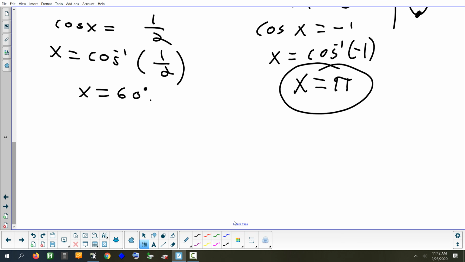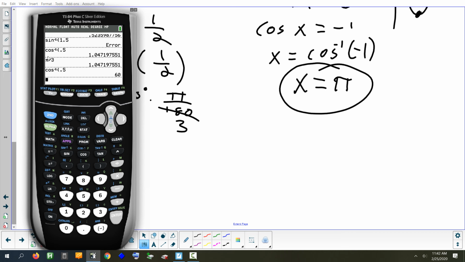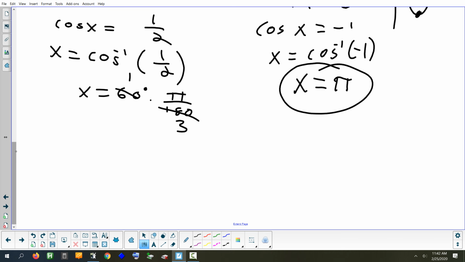60 degrees. What do you multiply by to change it to radians? You're going to divide by 180, or pi. But you're going to multiply by pi. 60 goes in once, and how many times does 60 go into 180? Yeah, 3, and that's exactly where I got pi over 3. Okay. So the answer we get here is pi over 3. All right. Any question on that one?